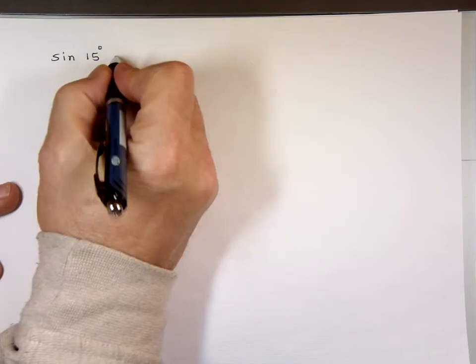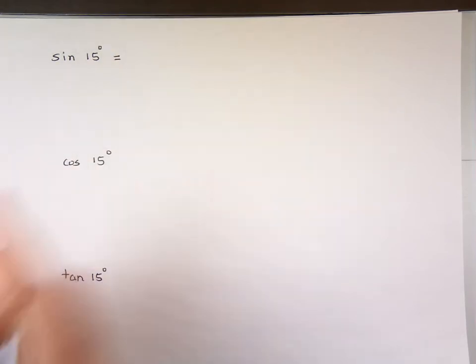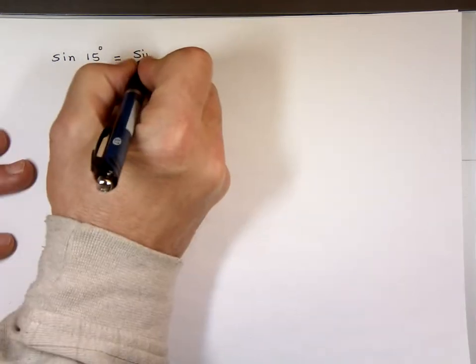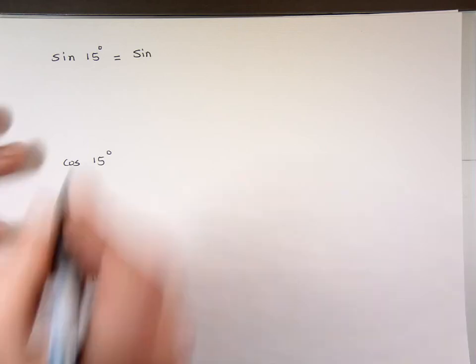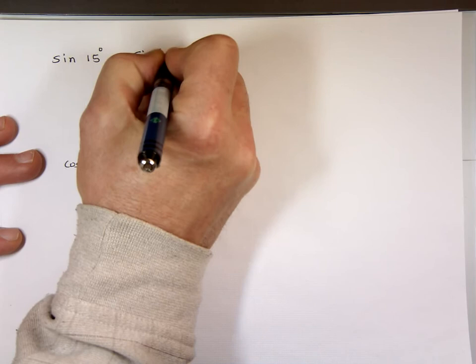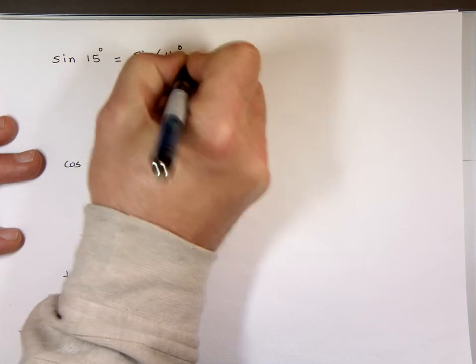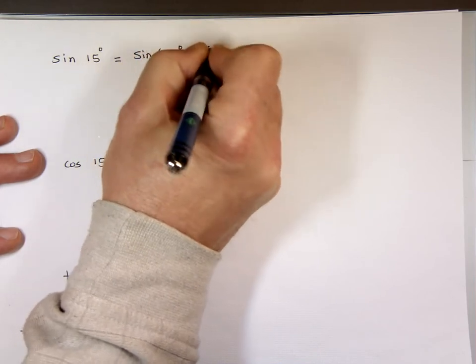What you want to do is take the 15 and rewrite that in terms of something you know. 15, you can use 60 degrees minus 45 or 45 minus 30, isn't it? So it doesn't really matter which one we use. If I use 45 degrees minus 30, isn't that 15 degrees?